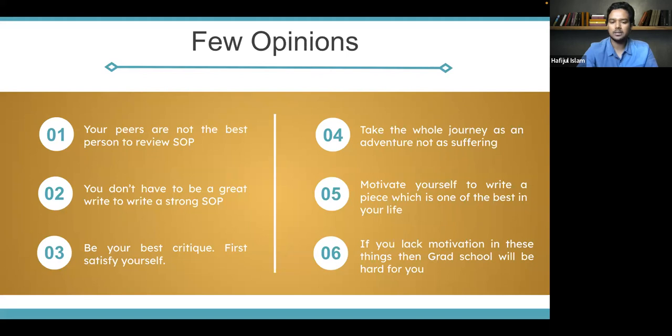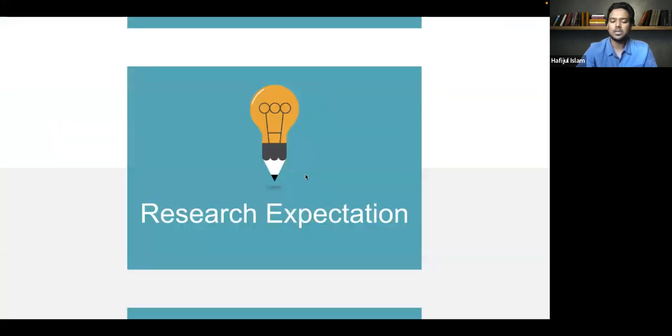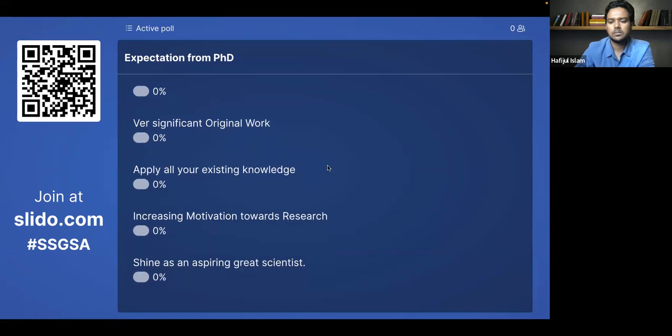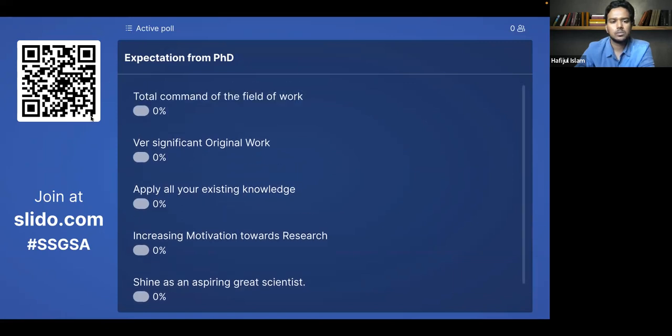One thing, as I said before, that I want to discuss is what we expect in grad school. What kind of research expectations do you have, what do you have in your mind when you think about research? So I will ask you again to go to Slido and give your opinion here. It's multiple choice, so you can give more than one option. This is mainly towards those who are applying for PhDs.